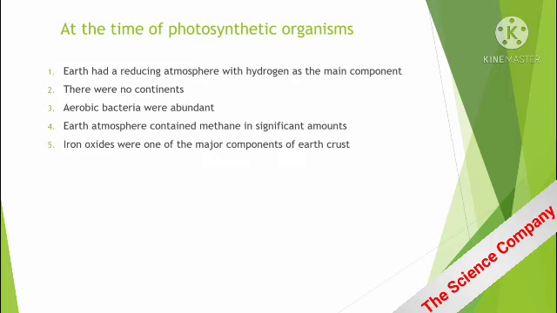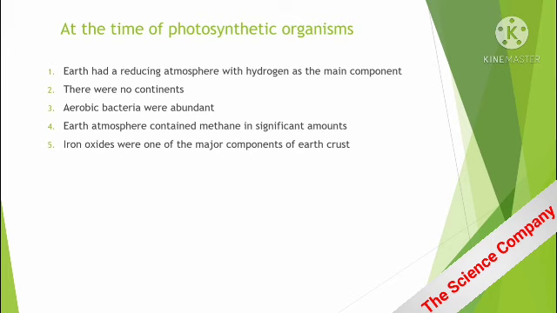The first one, Earth had a reducing atmosphere with hydrogen as the main component. Actually this happened in the Hadean eon, so this is not the correct answer. And the second one, there were no continents. Actually there were no continents in the beginning of the Hadean eon. In contrast, there were continents available in the period of photosynthetic organisms. So this is also not the right answer.